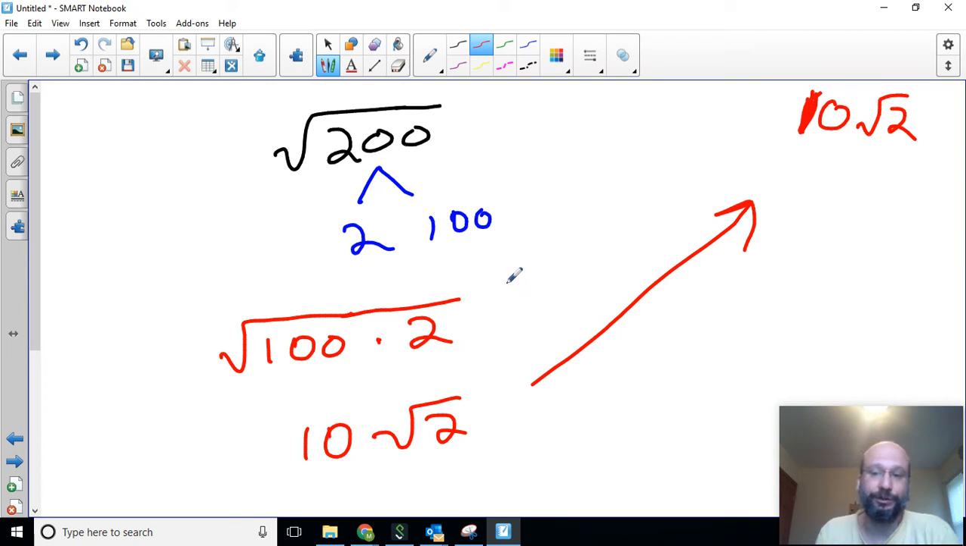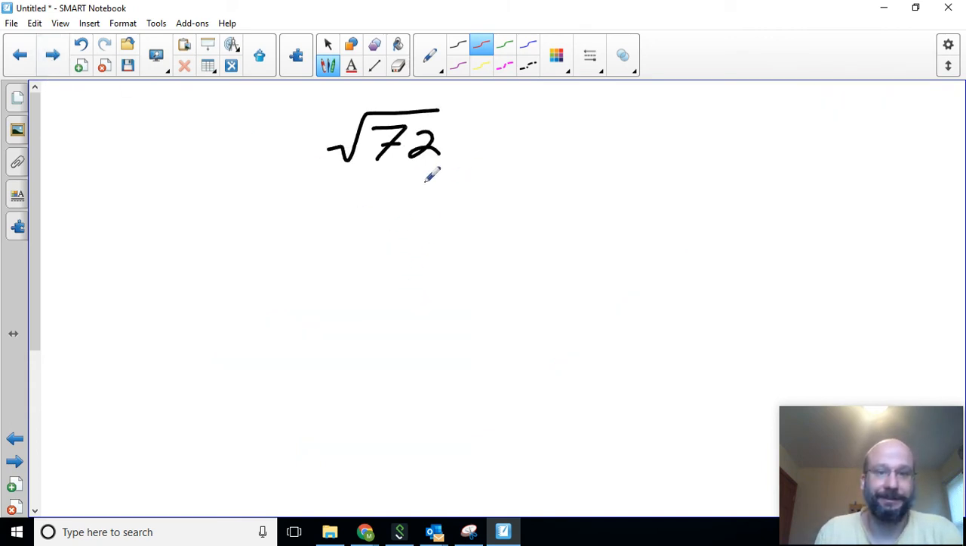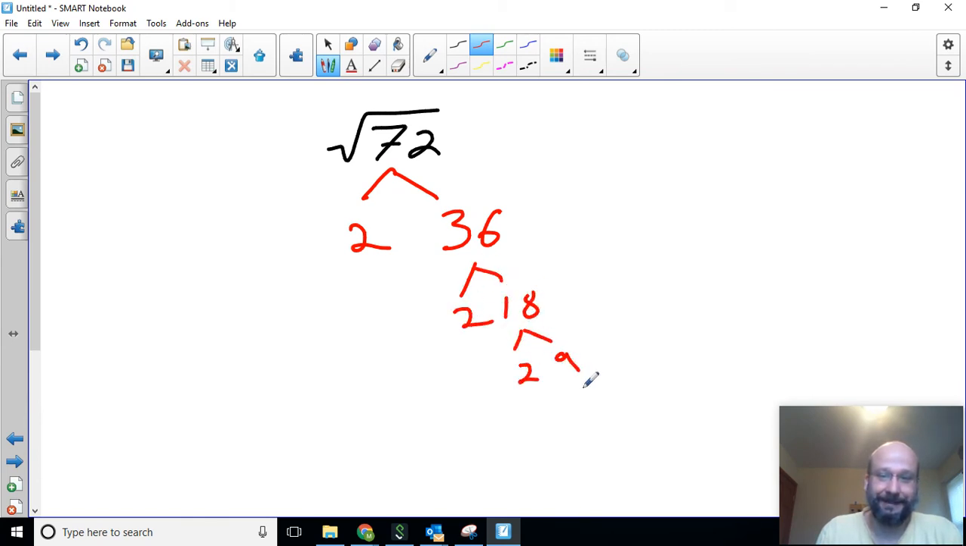So again, for most of you, just take it all the way down. There's some of you that can do this, that can stop when you get to a perfect square. I'm going to do another one, 72. I'm going to do 2 and 36. Doesn't always work like this, by the way. And then 36 would be 2 and 18, 2 and 9, 3 and 3. So that's the square root of 2 times 2 times 2 times 3 times 3.